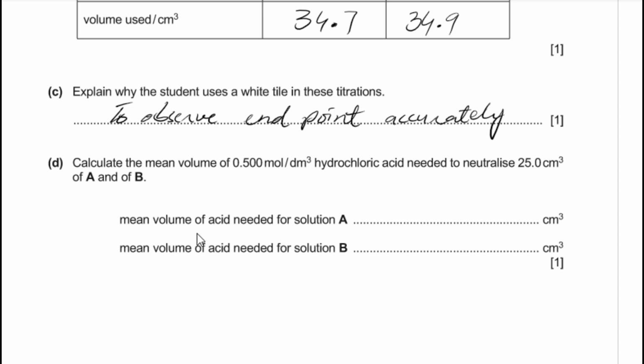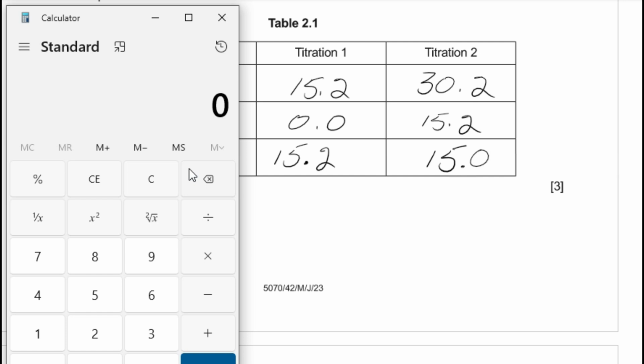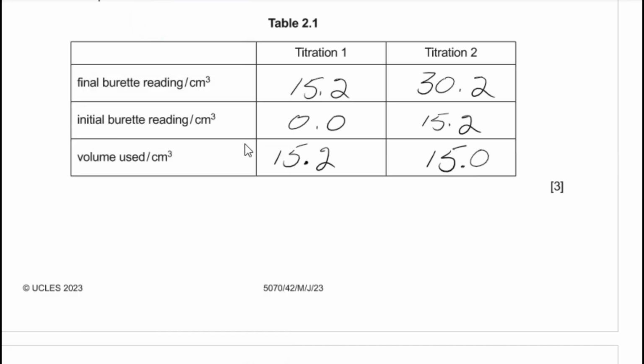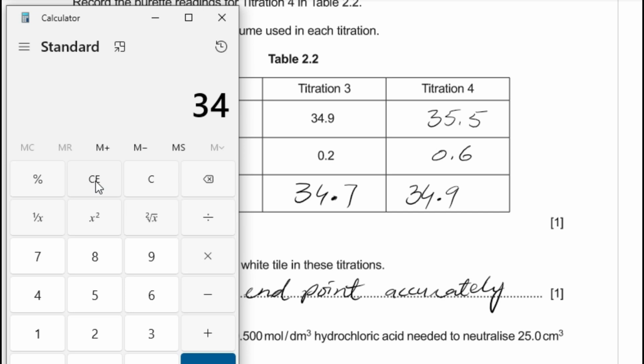Now we are asked to calculate the mean values of acid for both of the experiments. For the volume used, 15.2 plus 15 divided by 2 gives the mean value. 15.1 is the mean value for the first. For the second experiment, we have values of 34.7 plus 34.9. Add them together, divided by 2, it is 34.8.